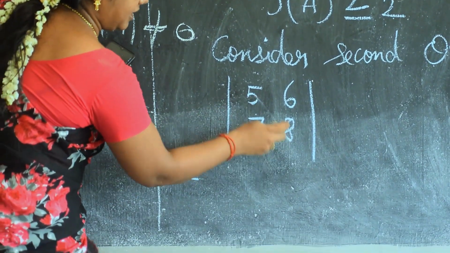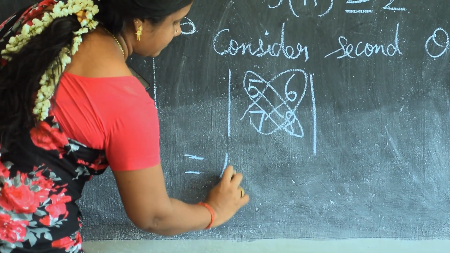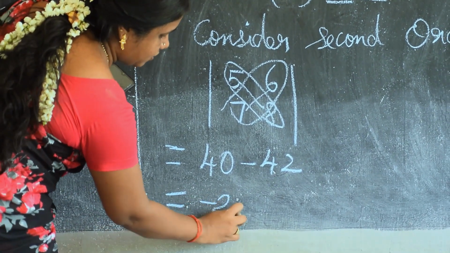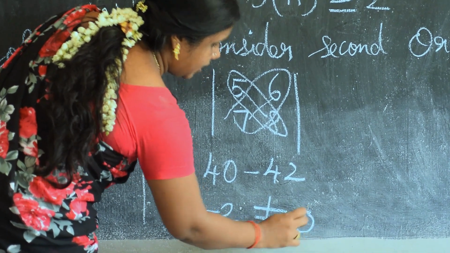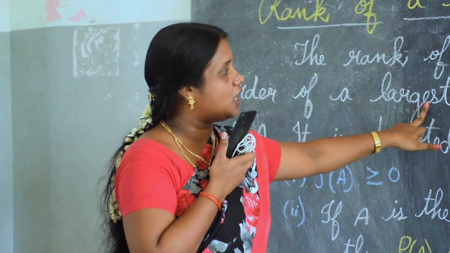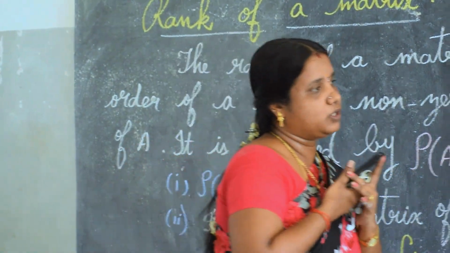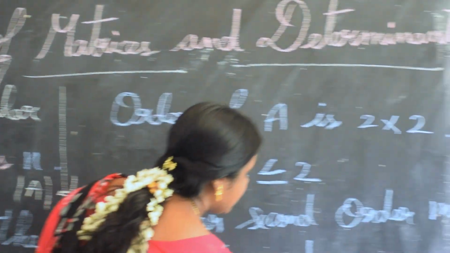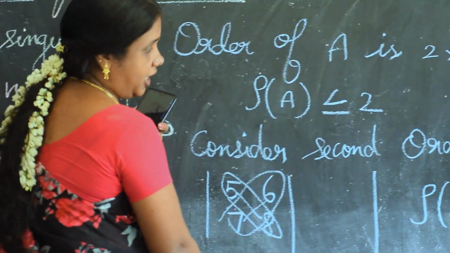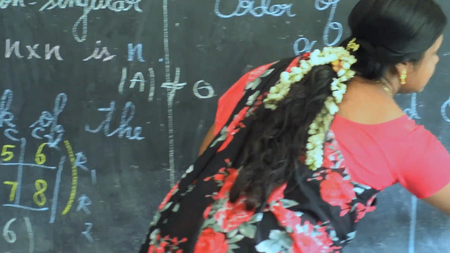You have to cross multiply this. Find the leading diagonal and multiply. 40 minus 42 is minus 2. Actually this is not equal to 0. See here our definition: the rank of a matrix is the order of the largest non-zero minor. So it should not be equal to 0. So the rank of matrix A, if it is not equal to 0, you have to write this order. What is the order here? 2 cross 2. So our answer is 2.